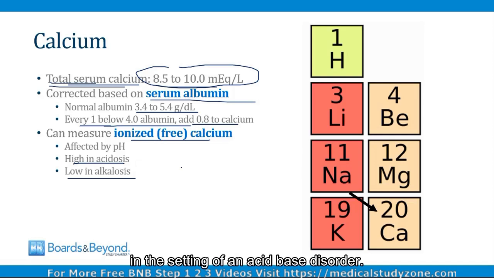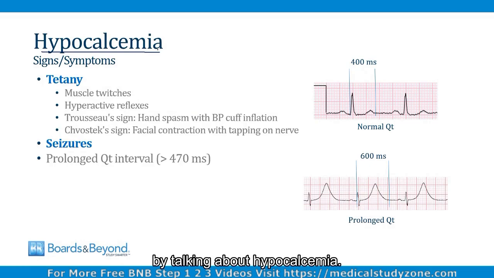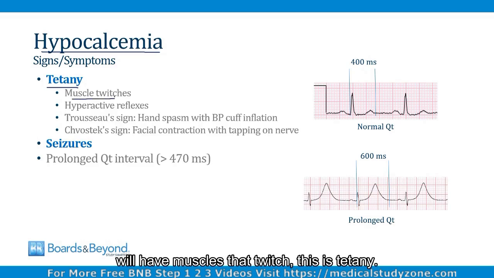Let's start our discussion of calcium disorders by talking about hypocalcemia. So the key sign of hypocalcemia is tetany. So patients who have low calcium levels will have muscles that twitch. This is tetany. They will also have hyperactive reflexes.